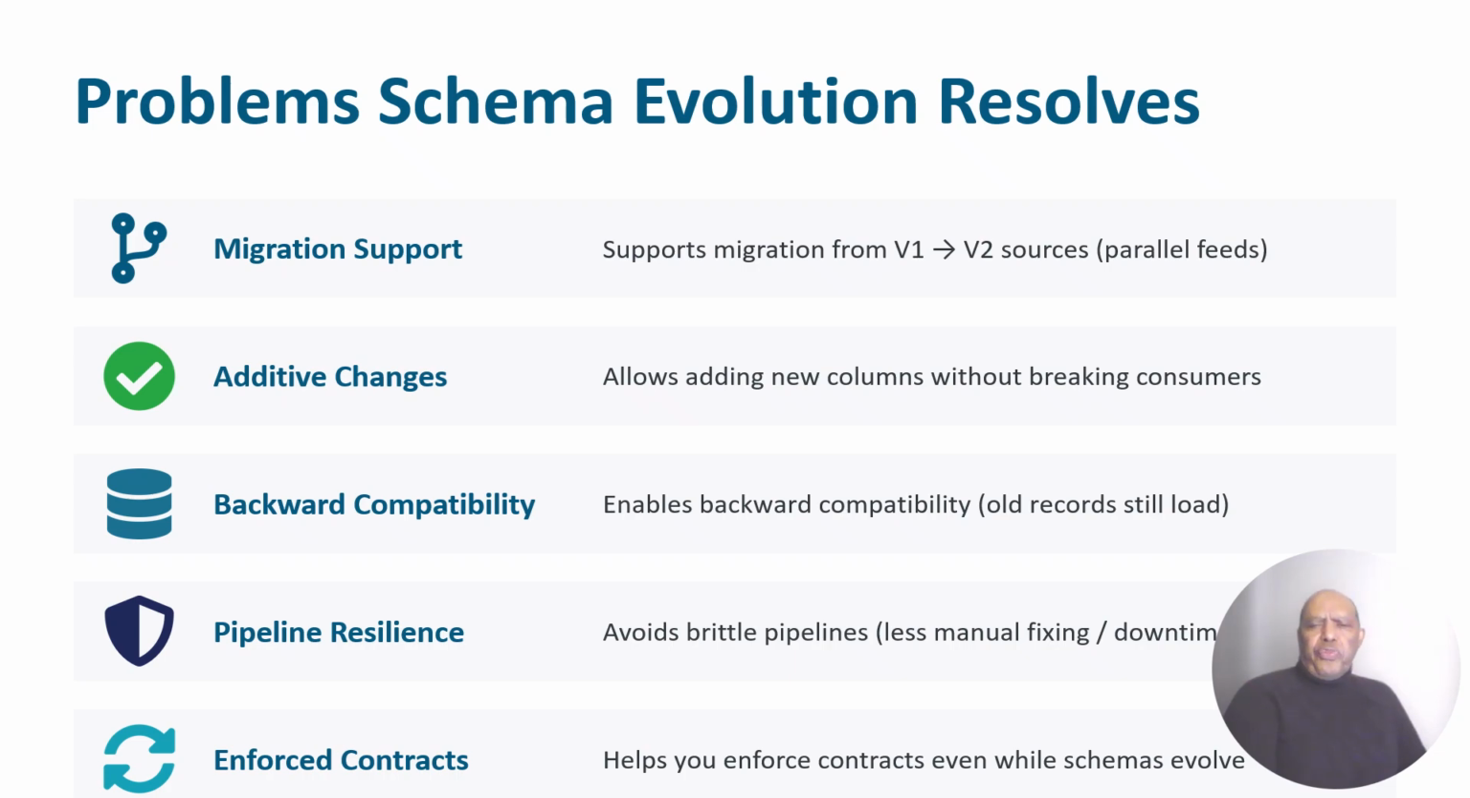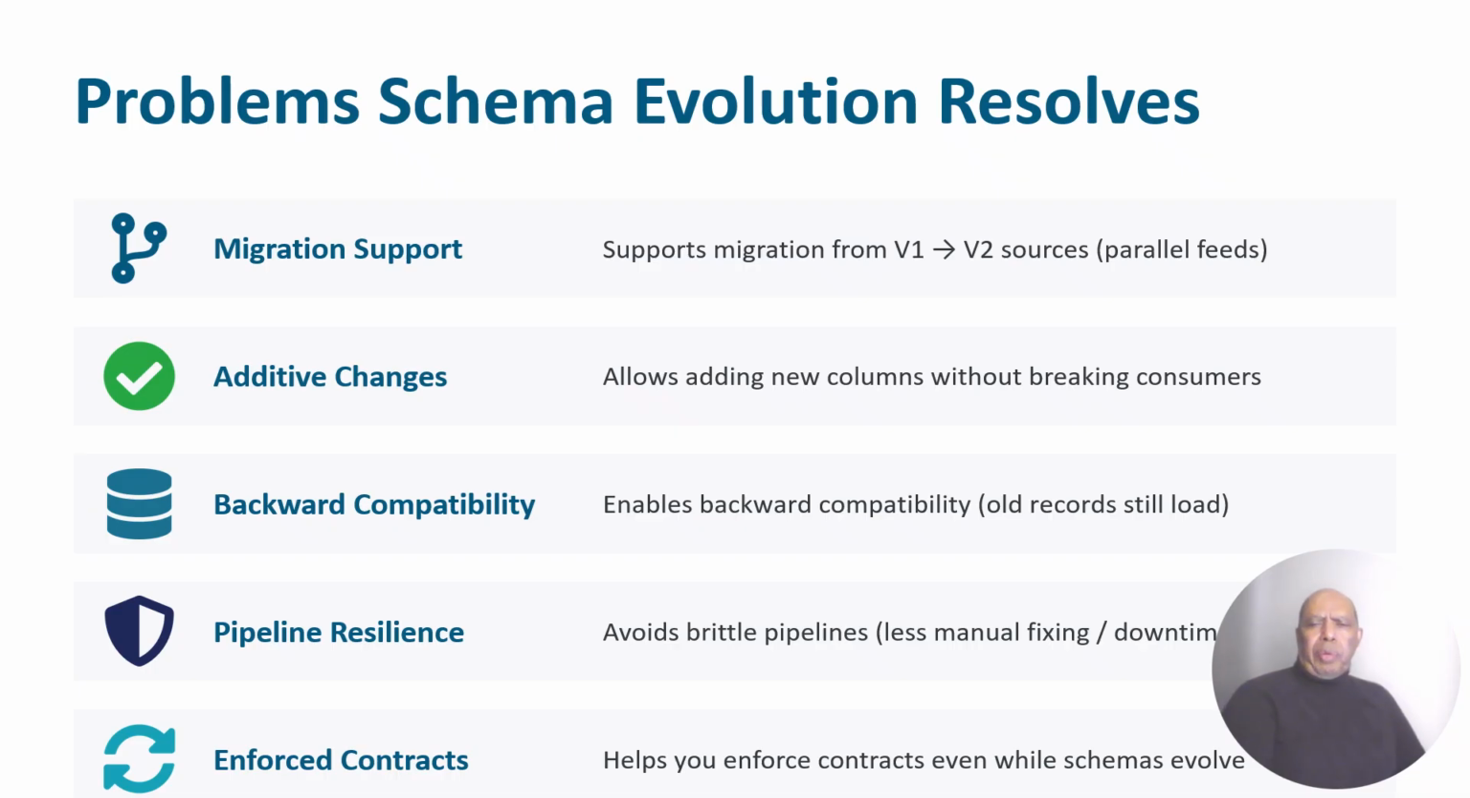Number 5 is enforced contract, and this is the magic. You still enforce your data contract. You can say these fields are required, these types are mandatory, this value must pass validation, even while allowing the schema to evolve. It is governance flexibility.